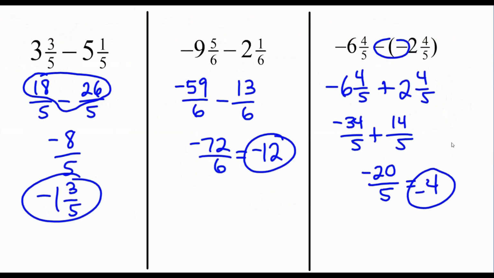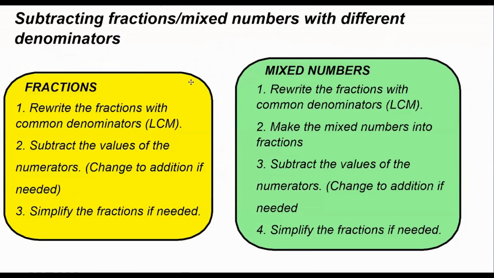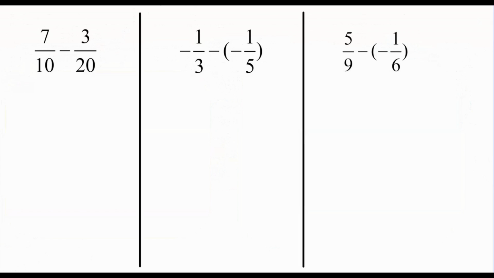So that was subtracting mixed numbers and fractions with the same denominator. What about fractions and mixed numbers with different denominators? Again, we're going to add that extra step. Let's rewrite the fractions with common denominators and then subtract them like we would with fractions and mixed numbers that have like denominators. 7/10 minus 3/20.